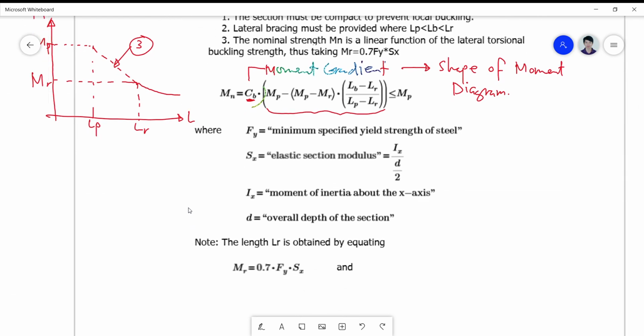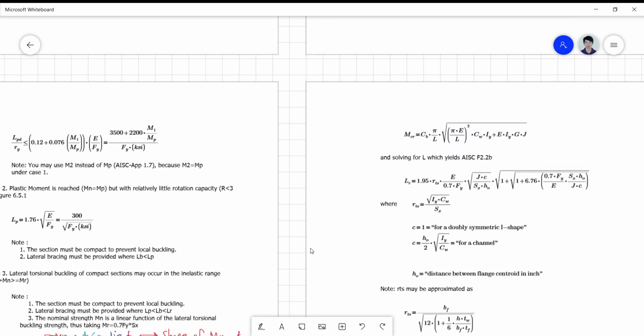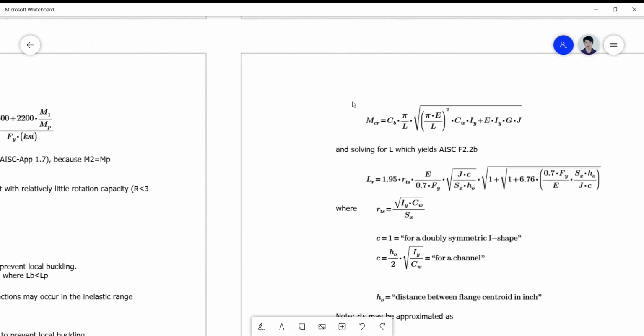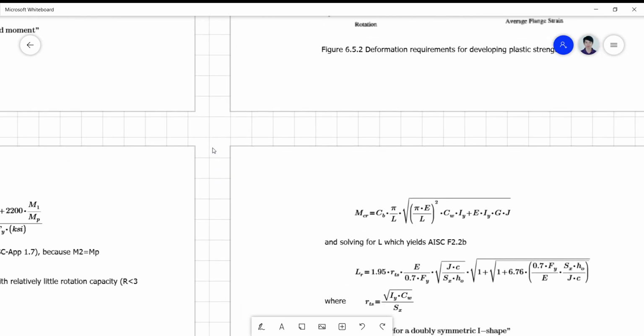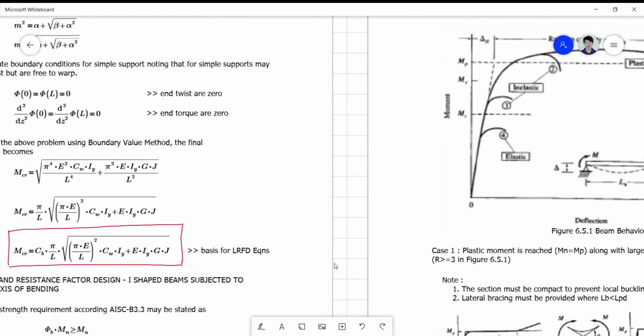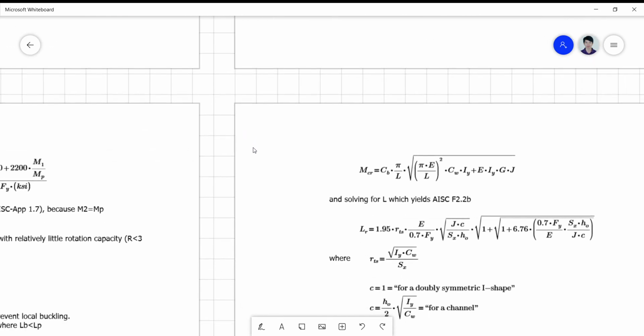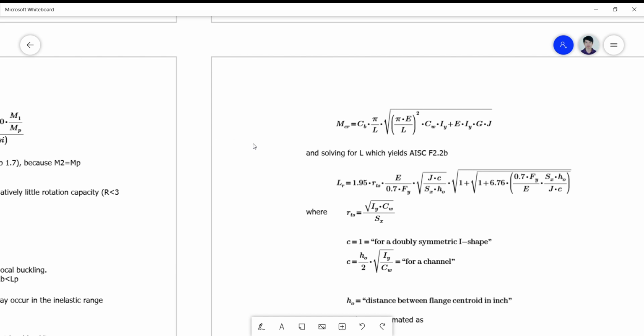And the length LR is obtained by simply equating your residual or remaining moment MR, which is 0.70 Fy Sx, and your MCR, which is this equation here, as derived from the above equation. They are made equivalent such that by simply solving the value of L, we come up with the value of your critical brace length LR, equivalent to this formula here.